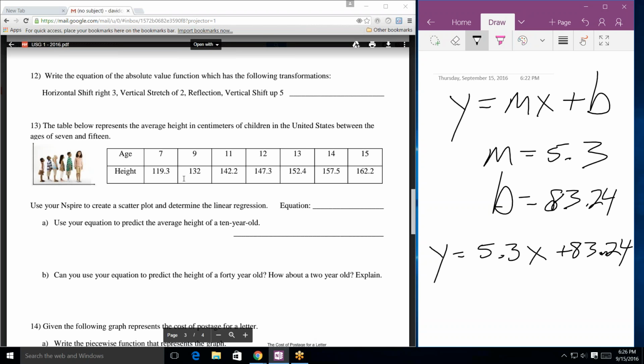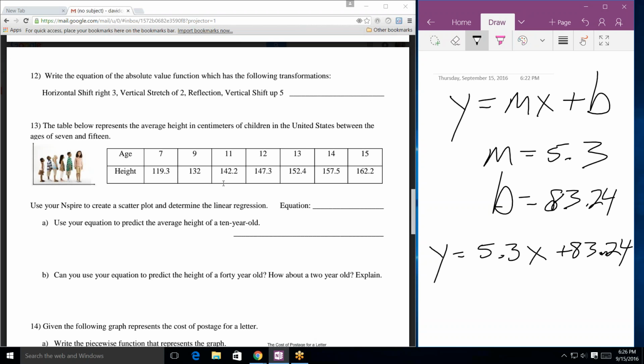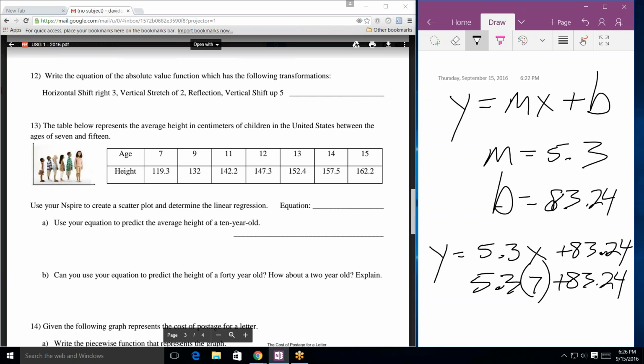And if we pick a point here and we just check to see if that is right, let's pick the smallest number. When x is 7, do you get 119.3? Let's see. You kind of have to do this manually. I'm going to multiply 5.3 times 7. I'm going to add 83.24. Well, that looks like it will give me 119, or awfully close. Pretty close. It's not going to be exact. It came out 120.34.